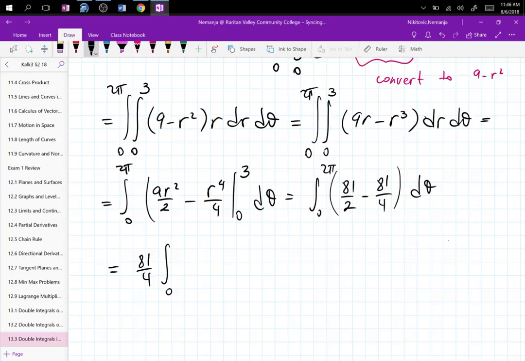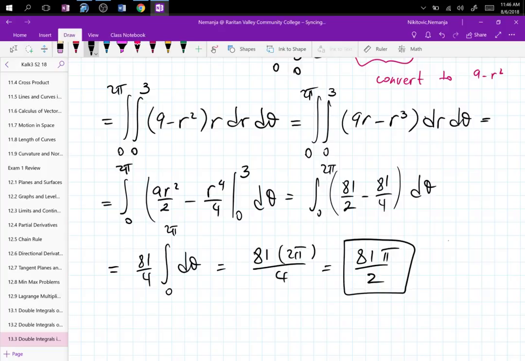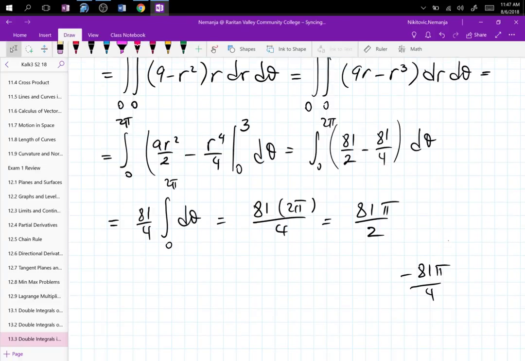And then we have integral 0 to 2 pi of d theta, which is 81 times 2 pi over 4, which is 81 pi over 2. This is the answer we were aiming at. What we got with the other calculation is negative 81 pi over 4. So you see how wrong the previous calculation was. And no, I'm not going to go and look where the mistake is. I just know it's wrong. First off, it's a negative answer, and you're looking for volume. Let's not have negative volume.